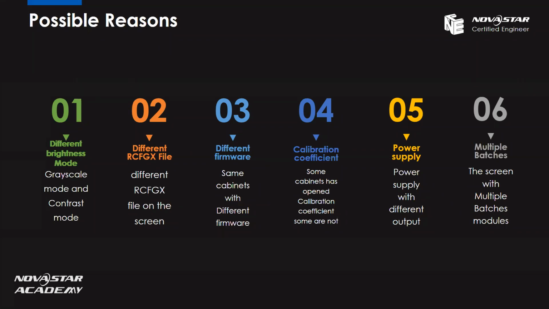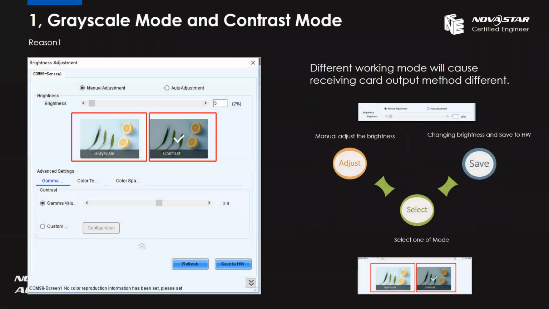Screen with multiple battery modules. So this reason also will cause the different brightness problem. Okay, now we already know clearly about the possible reasons, and the next step is how to deal with them, how to solve this problem. Now I will introduce them one by one.